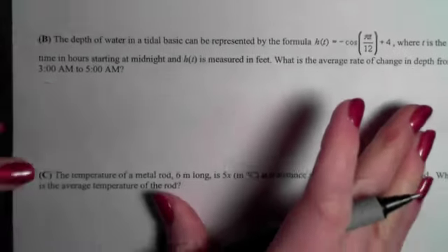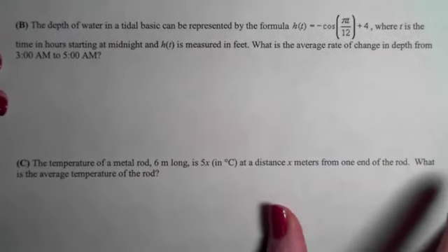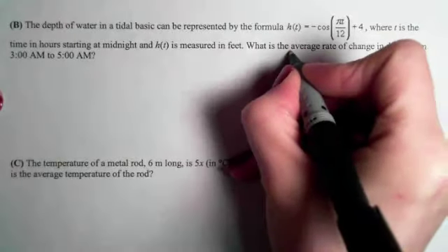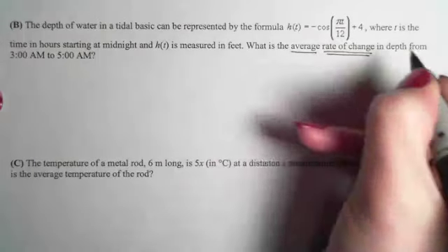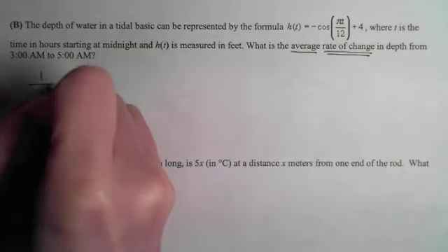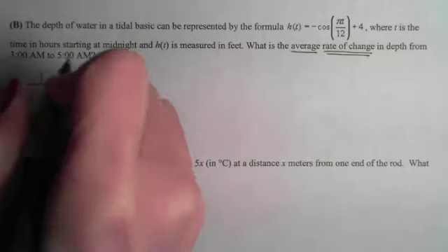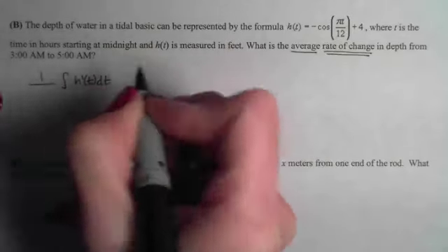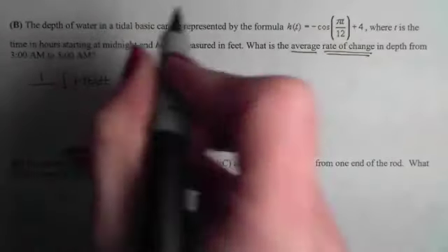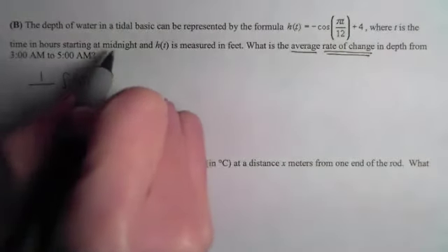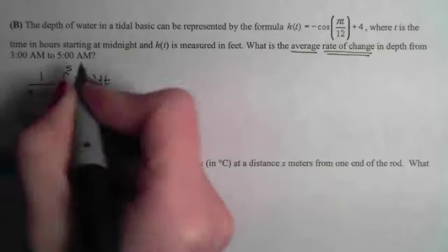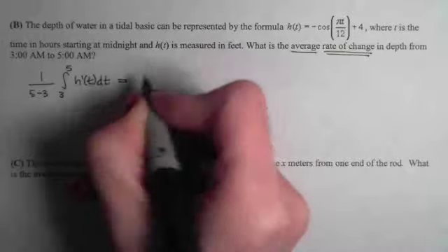So now let's look at B. B says the depth of water is represented by this formula, and I want the average rate of change in the depth. So again, I'm doing that average rate of change, which means I'll have 1 over b minus a, integral from a to b of the rate of change. And I want to go from 3 to 5, and t is time starting at midnight, so that one's going to be 5 minus 3. Nothing tricky on those time intervals like on part A.